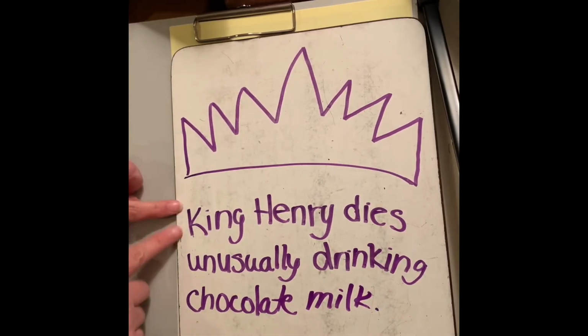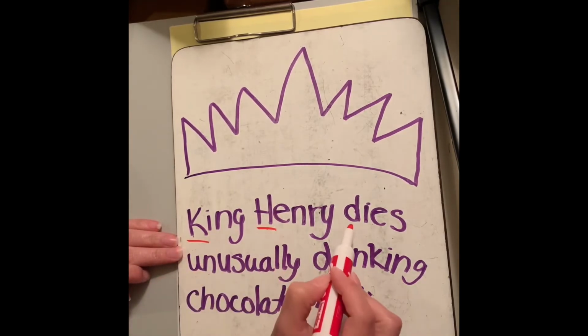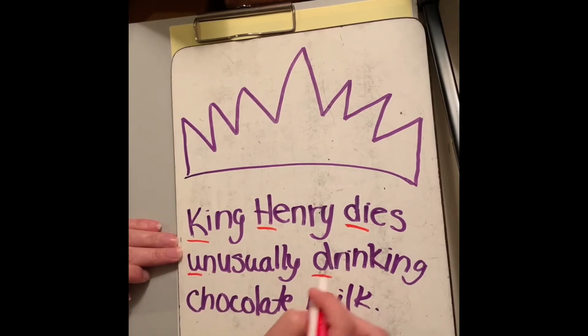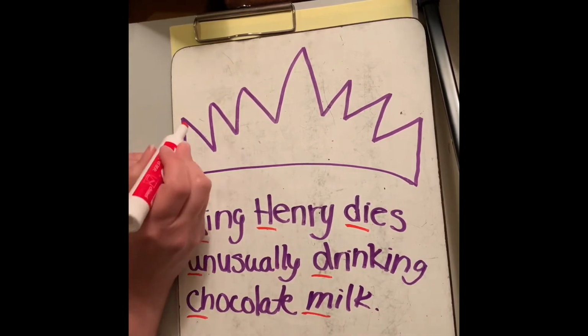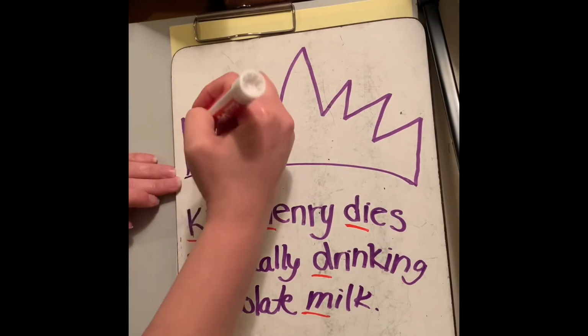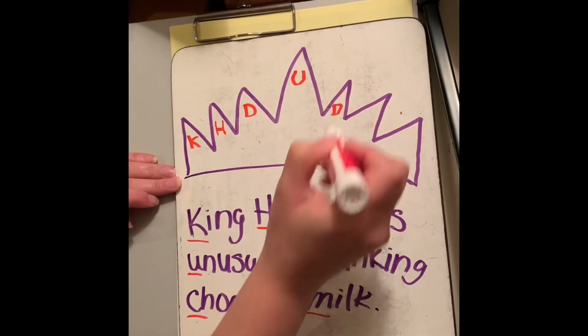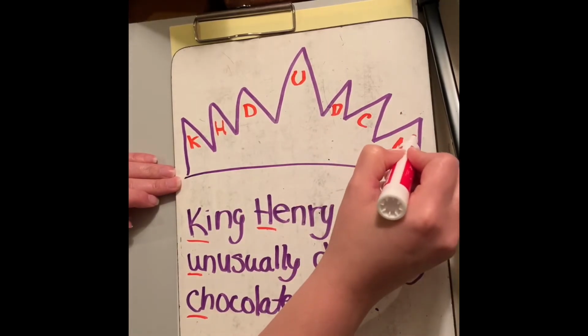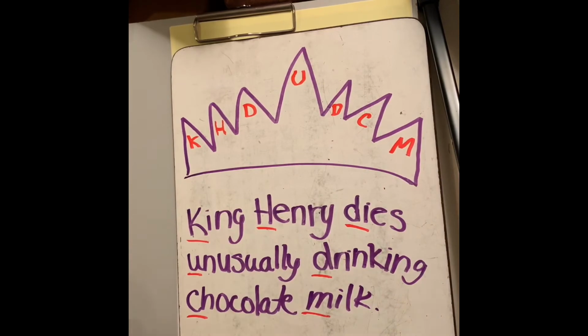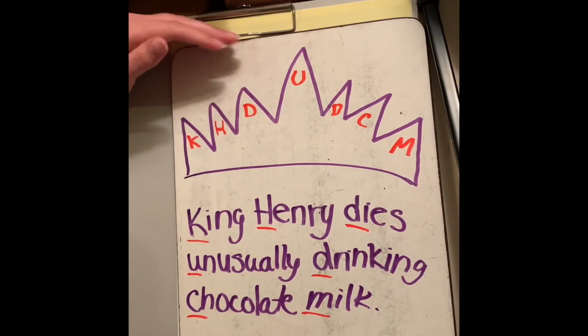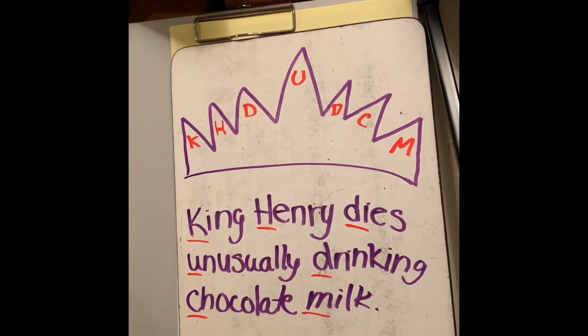Now, I'm going to use this phrase to help me remember something else. I'm going to use King Henry dies unusually drinking chocolate milk. So I'm going to put the K for King, Henry, dies, unusually, drinking chocolate milk. Now that I've put my letters up here in his crown, that's how I remember it: King Henry dies unusually from drinking chocolate milk.